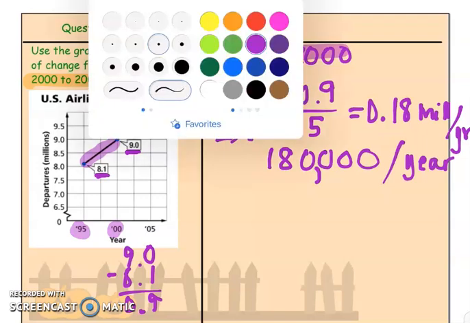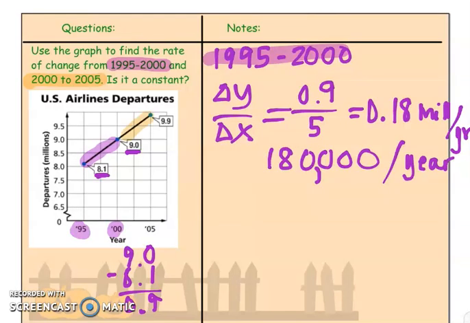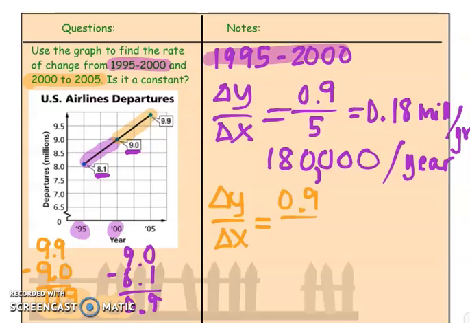Okay, next interval. Switch my color. Now we're talking about this one. So change in y over change in x. And this one's going from 9 to 9.9. So if I subtract those, I get the same thing. So 0.9 divided by 5 again, because it's still a 5-year interval from 2000 to 2005 here. So here to here. Okay, so again, if it's 0.18 million, it's not a million.